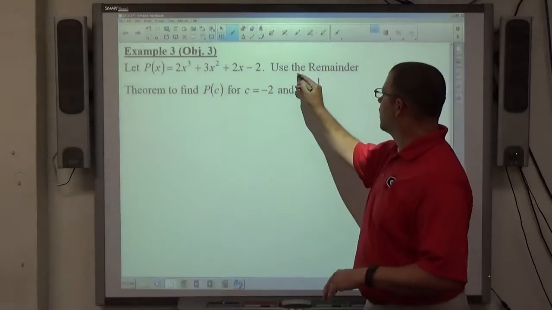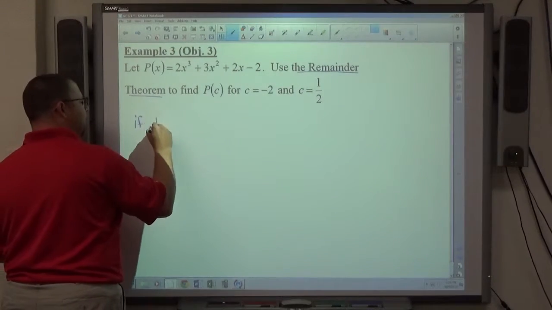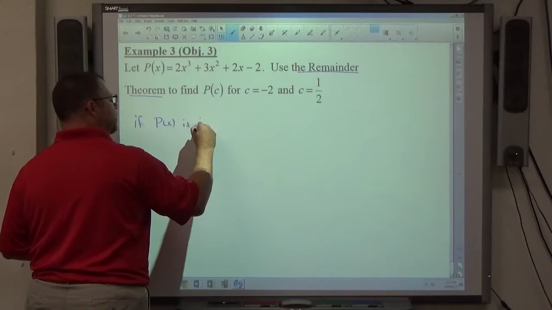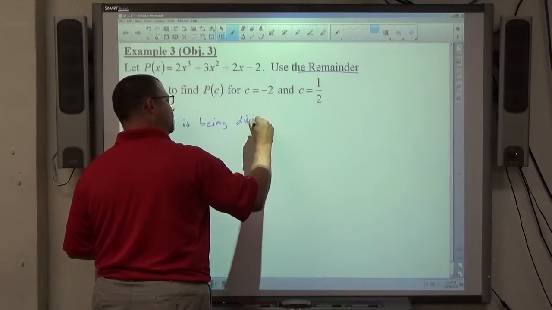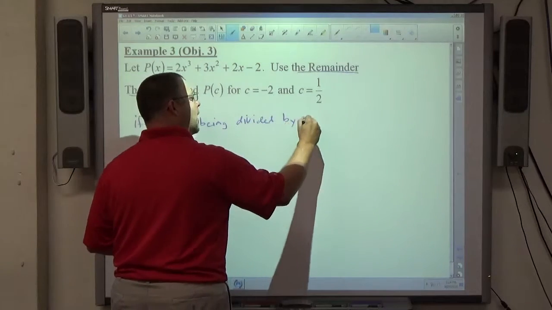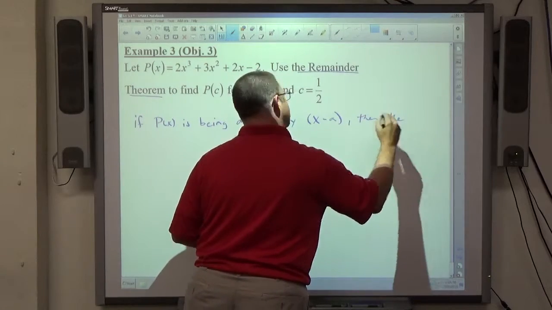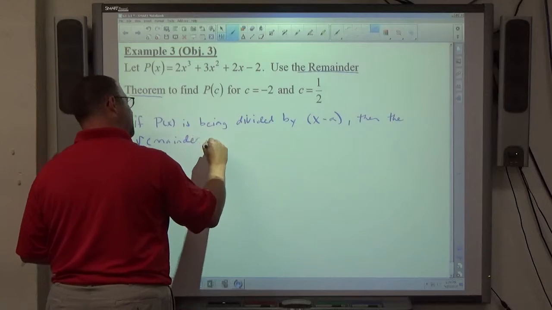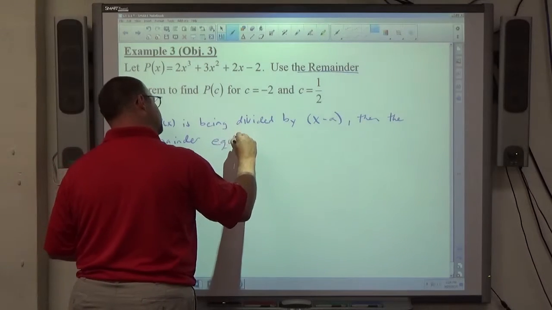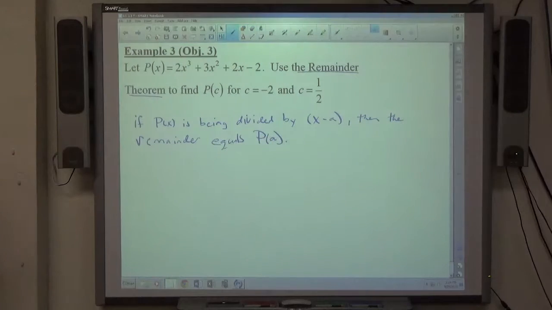Here's what the remainder theorem says. If p of x is being divided by x minus a, then the remainder equals p of a. All right, take a moment to digest that statement.